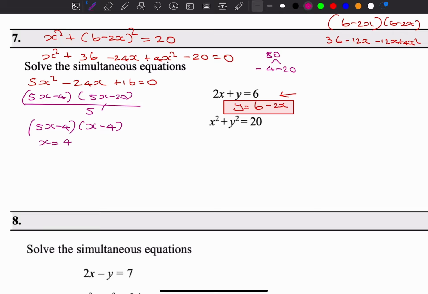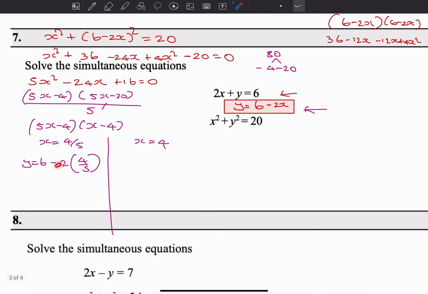x is 4 over 5. x is positive 4. Substitute it into this equation, remember. y equals 6 minus 2 bracket 4 over 5. If you're doing it in your head, let's check. Minus 2 times that. Well, the 6, you want to make it out of 5. 6 is 6 over 1, but if it's out of 5, it's 30 over 5 is 6. Take away 2 times 4, which is 8 over 5. 30 take away 8 is 22 over 5, the answer then.